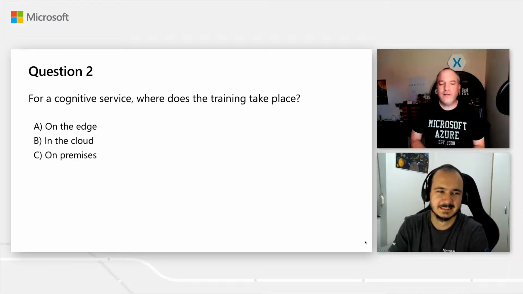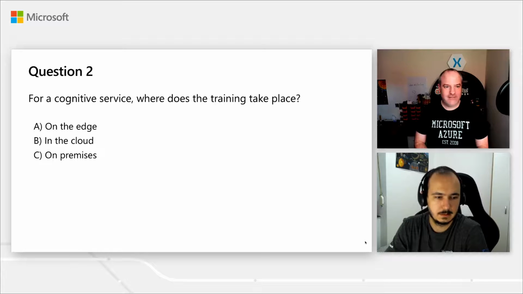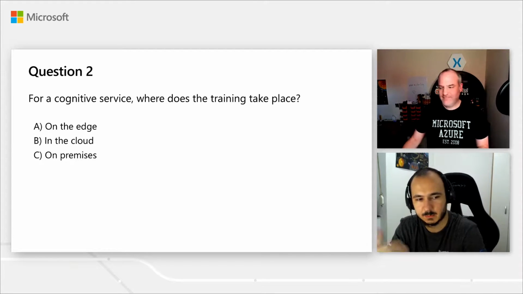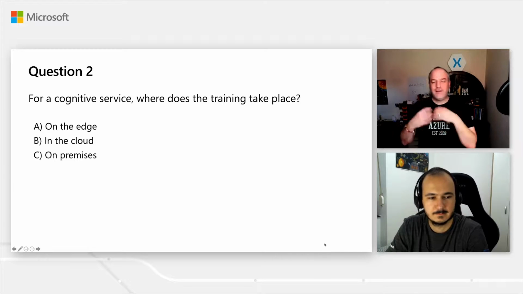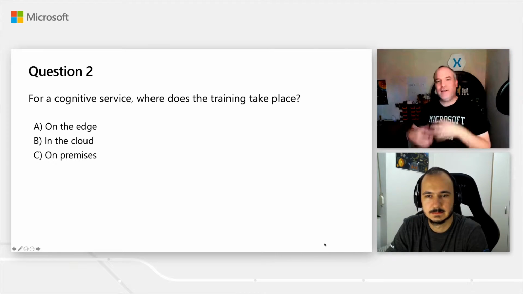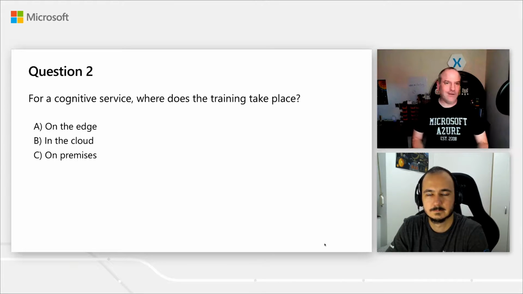Question 2. For a cognitive service, where does the training take place? A, on the edge, B, in the cloud, C, on premise. Well, I think A and C are the same, but the answer is B, in the cloud, because in the beginning we do the training and then deploy to the edge device. Yes, that's correct. Cognitive services are trained in the cloud to take advantage of all the GPUs and all the power in the cloud, and then you use them either in the cloud or on the edge.